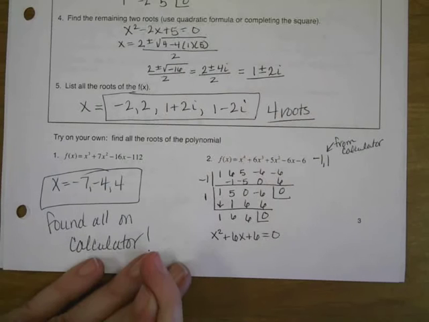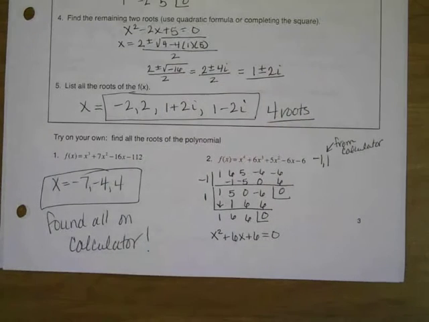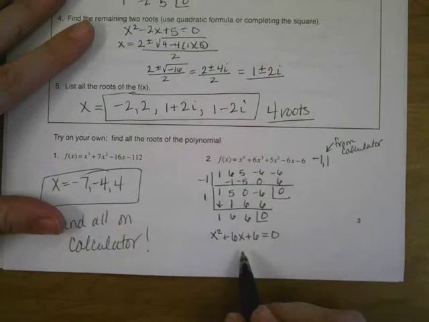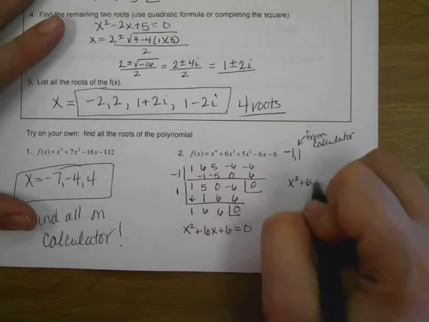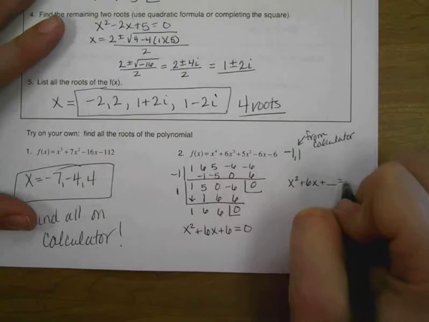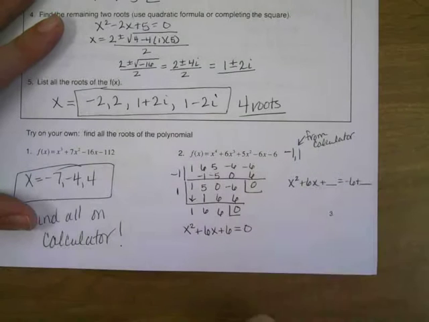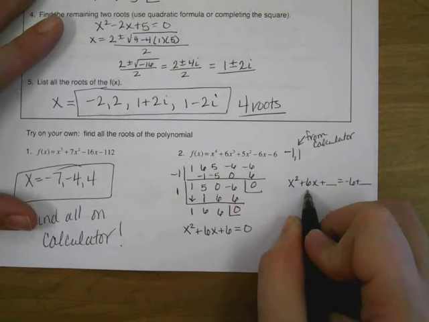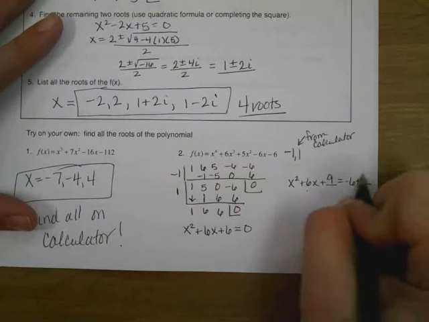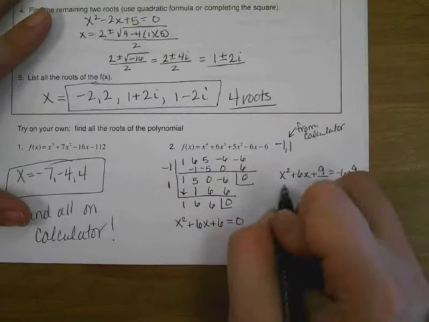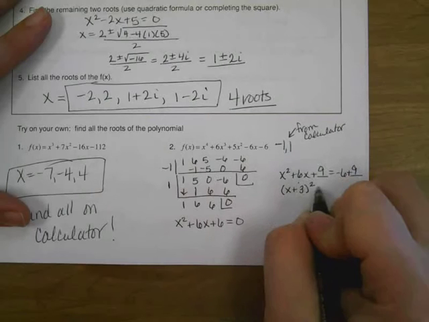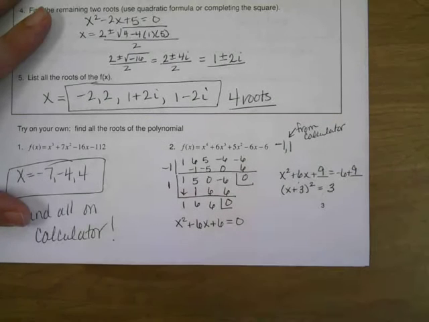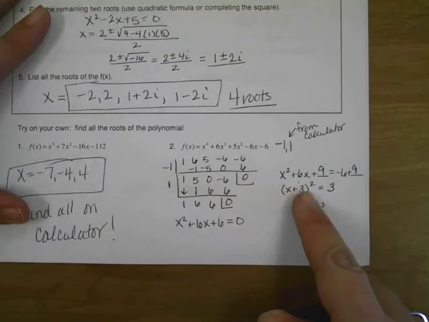There are no factors of 6 that add to make 6, so I am going to have to use completing the square or the quadratic formula. I'm going to complete the square this time because I've got some nice numbers to work with here. I'm going to move that 6 to the other side. And then half of 6 squared is going to be 9. Add that to both sides. Factor this, so that's going to be x plus 3 squared equals 3.